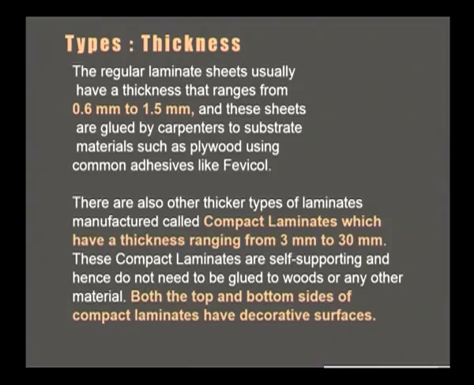Thickness also differentiates the types of laminates that are available. So laminates as thin as 0.6 mm to 1.5 mm are produced. Also, other thicker types of laminates are manufactured, called compact laminates, which range from 3 mm to 30 mm, depending on the use or the purpose which they have to serve. Compact laminates are self-supporting and hence do not need to be glued to wood or any other material. Both the top and bottom sides of compact laminates are decorative surfaces.